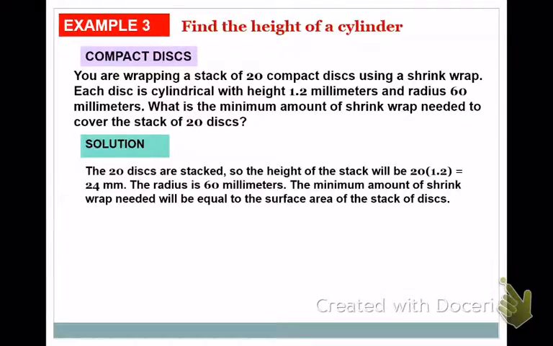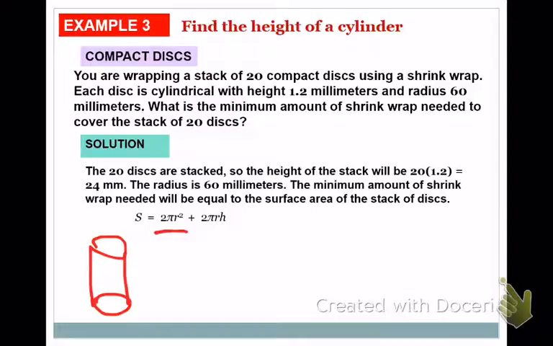So we need to know how to calculate that. All right. So the surface area of a cylinder is going to be 2 pi r squared, because if we consider a cylinder, we've got two bases, the top and the bottom. That's your 2 pi r squared, right?